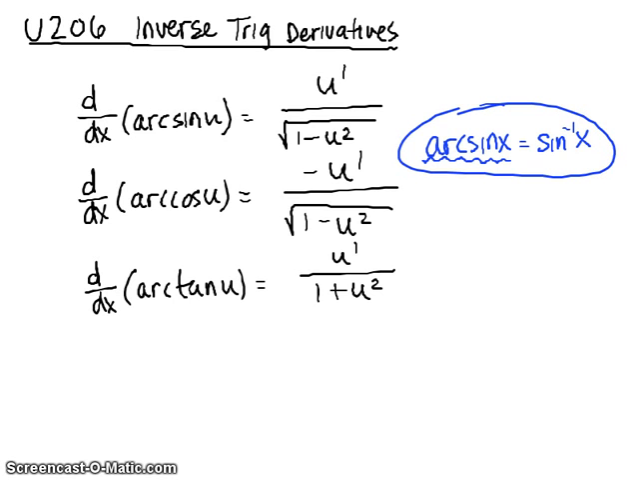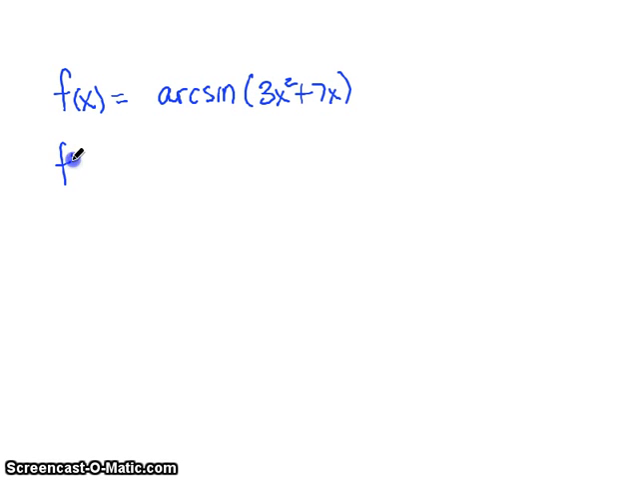So we'll look at an example, and then we'll call it quits on the video. So this should be a pretty short one. Let's say f of x is equal to arc sine of 3x squared plus 7x. And we need to find f prime of x.